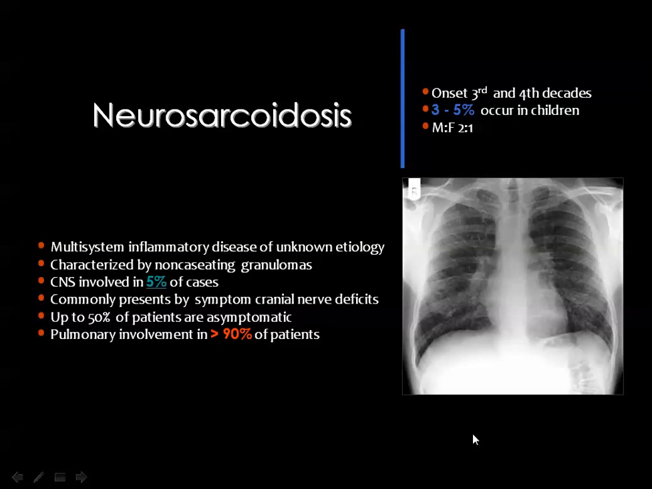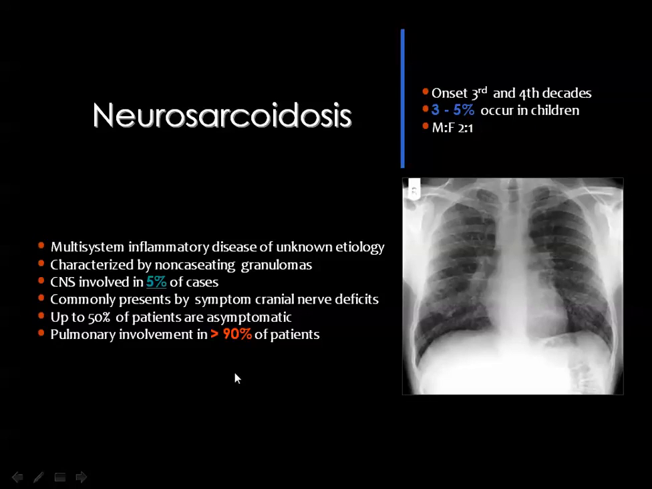Then we came to the sarcoid, and we discussed sarcoid 2 times before, in the chest and in the brain. You know that sarcoid is a granulomatous disease of unknown etiology, characterized by the formation of non-caseating granulomas, and the involvement of the CNS occurs in about 5% of cases. And in most of these cases, you can see pulmonary involvement as well.